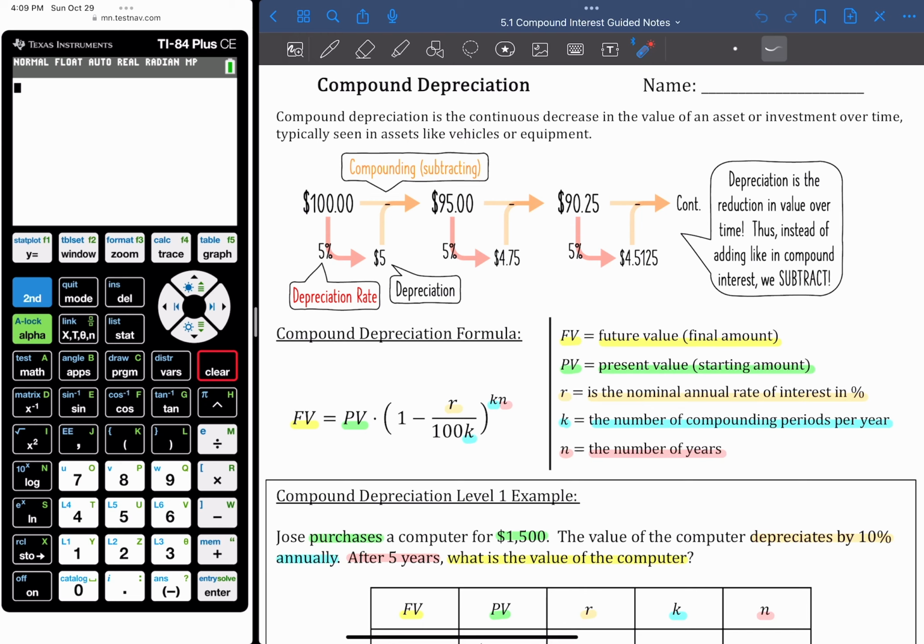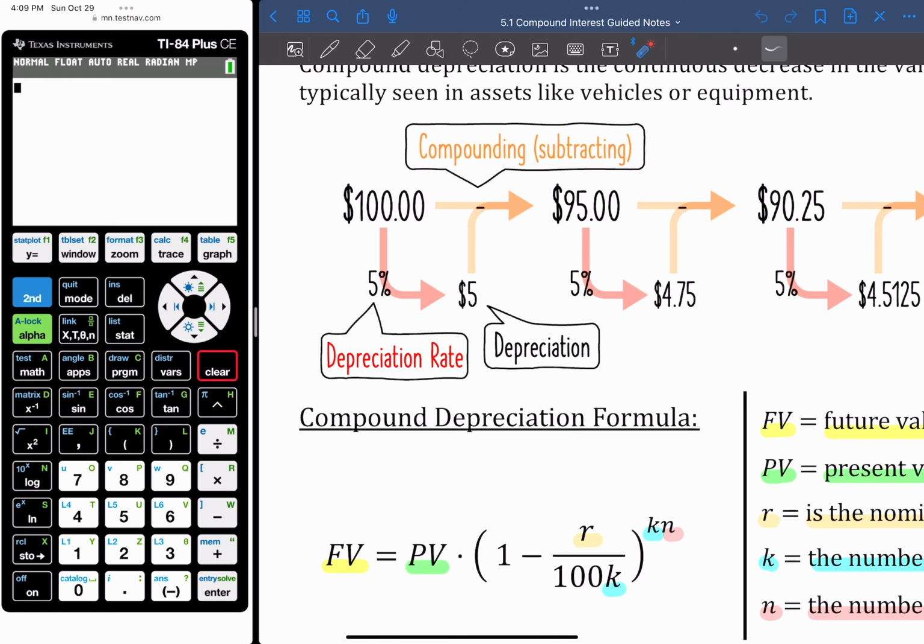All right, scholars, we're going to be talking about compound depreciation. Compound depreciation is the continuous decrease in the value of an asset or investment over time. It's typically seen in assets like vehicles or equipment. So, this ties into compound interest, but instead of the item being added, compound depreciation subtracts. The value decreases. So when you ever see depreciation, it means the value decreases.